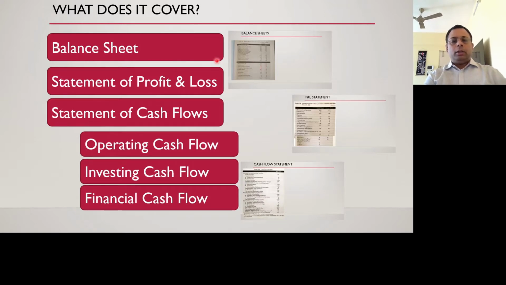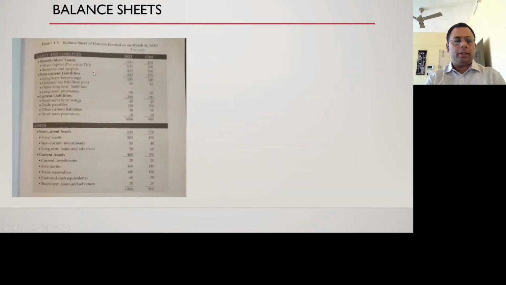Before we go deep into the concepts, I'd like to show you what the balance sheet actually looks like. This is a snippet from the book itself. This is the balance sheet, where the asset side is equal to the equity and liabilities side. From the equity and liabilities, we buy assets, and they both should match with each other.